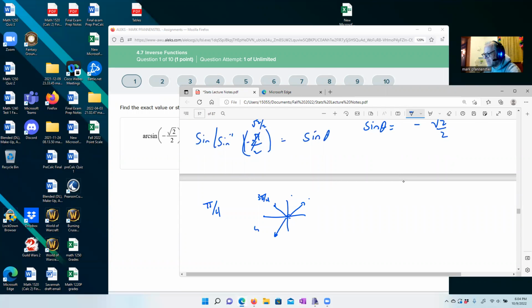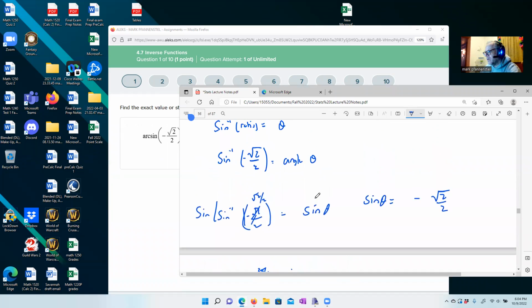5 pi over 4, but it could also be 7 pi over 4. Or what's a coterminal angle for this that's negative? So 7 pi over 4 minus 2 pi, that's going to be negative pi over 4. Okay, so either 7 pi over 4, which goes around this way, or negative pi over 4, which goes around the other way. Just the negative angle.